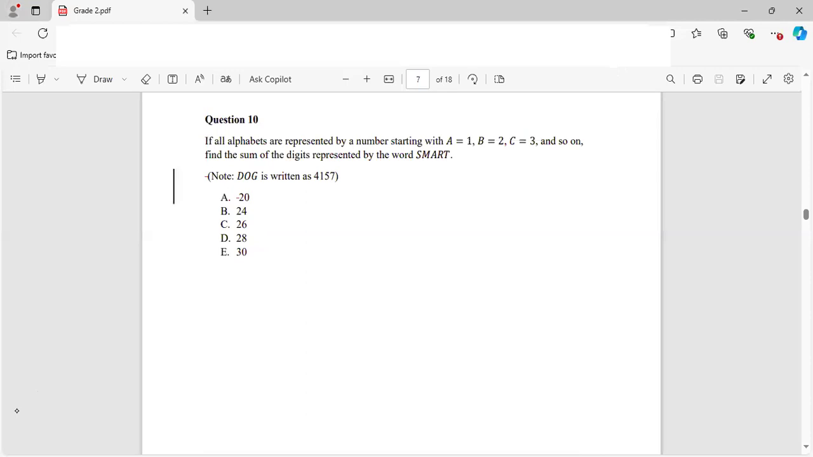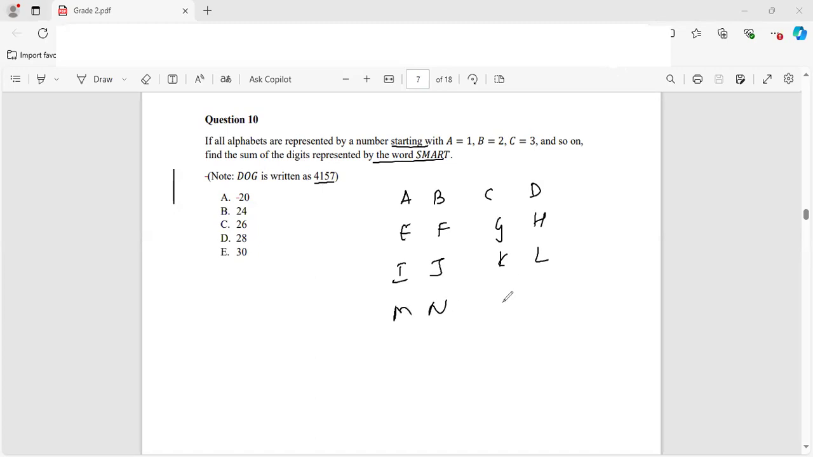to question 10. If all the alphabets are represented by a number starting A, B, C, and so on, find the sum of digits represented by the word smart. Dog is written like this. So what does that mean? Suppose you write A, B, C, D, E, F, G, H, I, J, K, L, M, N, O, P, Q, R, S, T, U, V, W, X, Y, and Z. So there are 26 alphabets.